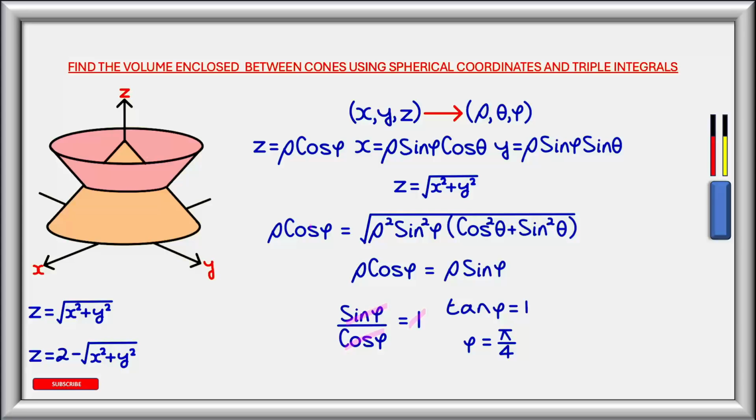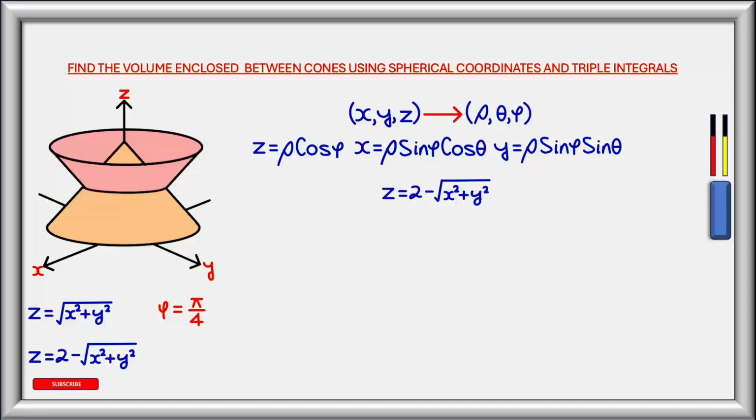And using the trig identity where sin phi divided by cos phi is equal to tan phi, we're left with tan phi is equal to 1. And therefore phi is equal to pi by 4 radians.